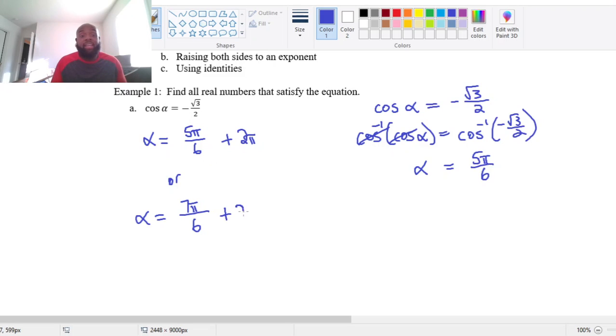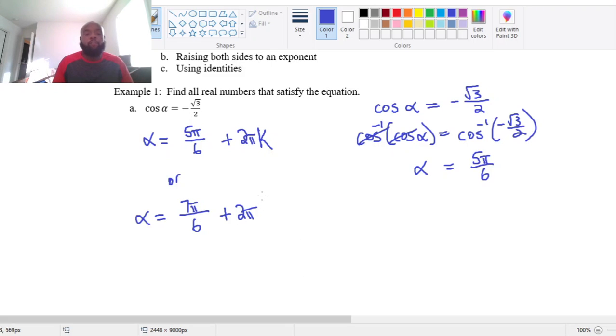If I add 2 pi to 7 pi over 6, I'm going to get the same thing. And then notice I can add another 2 pi to that. And so all of my solutions, all of my real numbers that are solutions to this equation, come in the form alpha equals 5 pi over 6 plus 2 pi k, where k is an integer, to denote that I can go around my unit circle and get back to that terminal side at an angle that has a cosine value of negative square root of 3 over 2. I can do another one, or I can go counterclockwise and get back to that same terminal side.